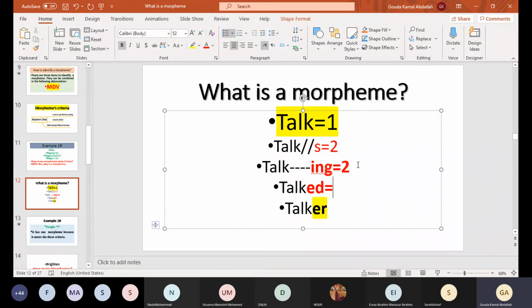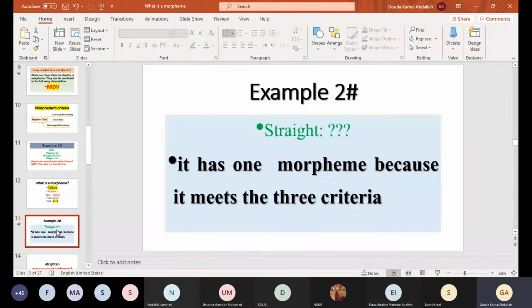Let's move on to the next one. How many morphemes? Two. The first one, talk, as we have just said. The second one is ed, the past tense morpheme. Past simple or past perfect. The last one, how many morphemes? Two morphemes. The first one, talk. The second one, er. Well done.